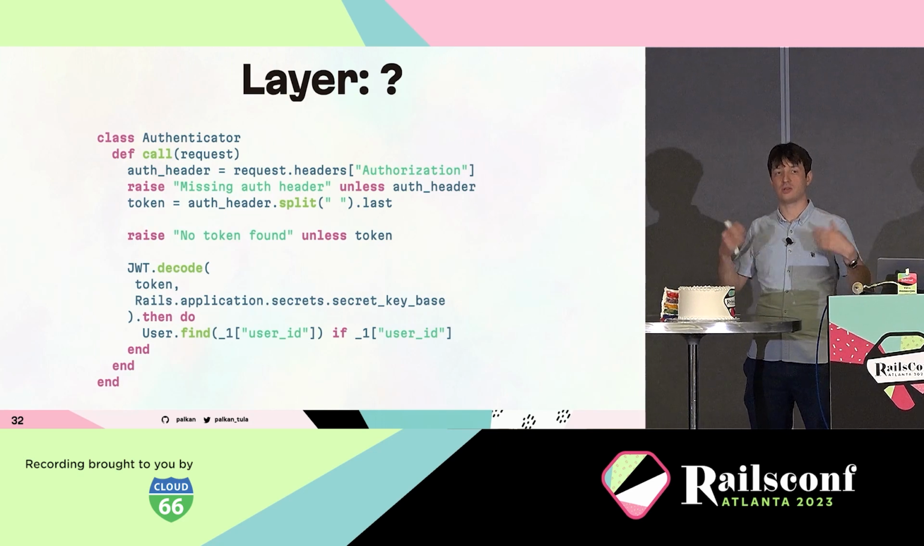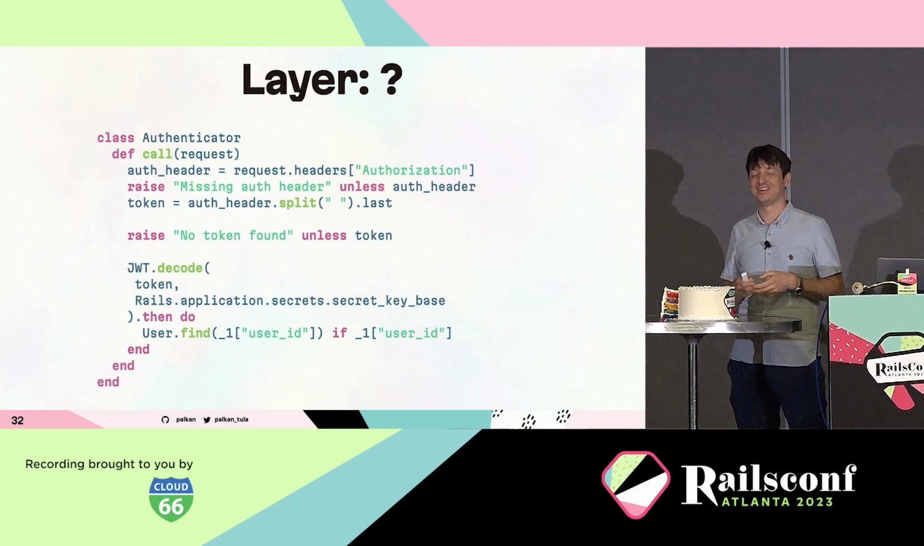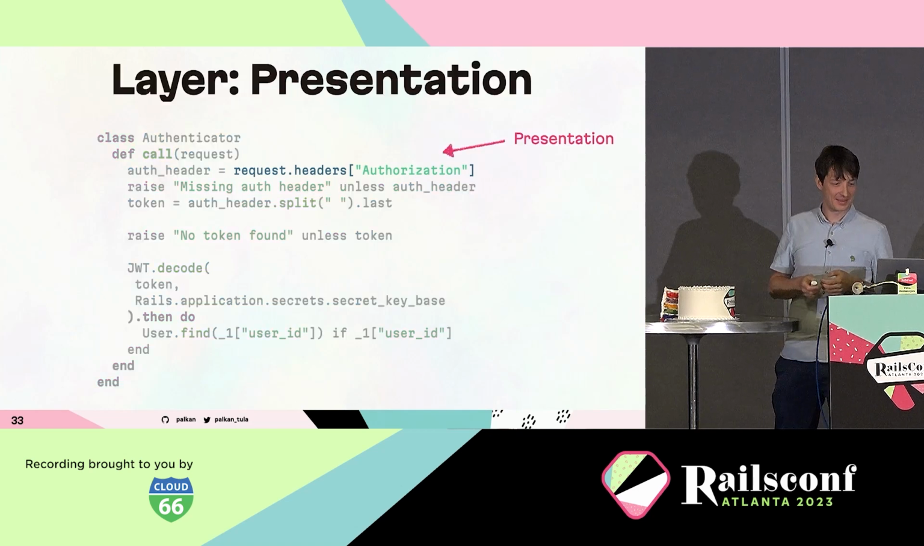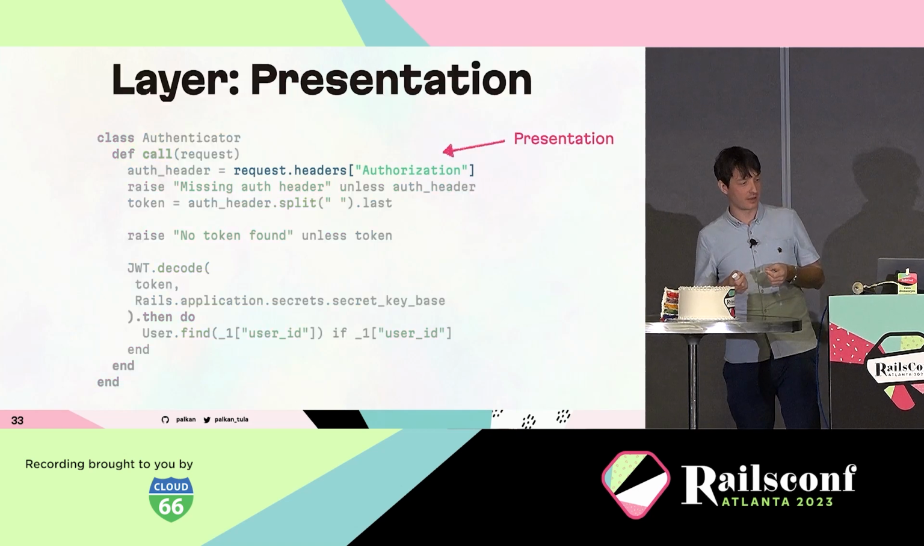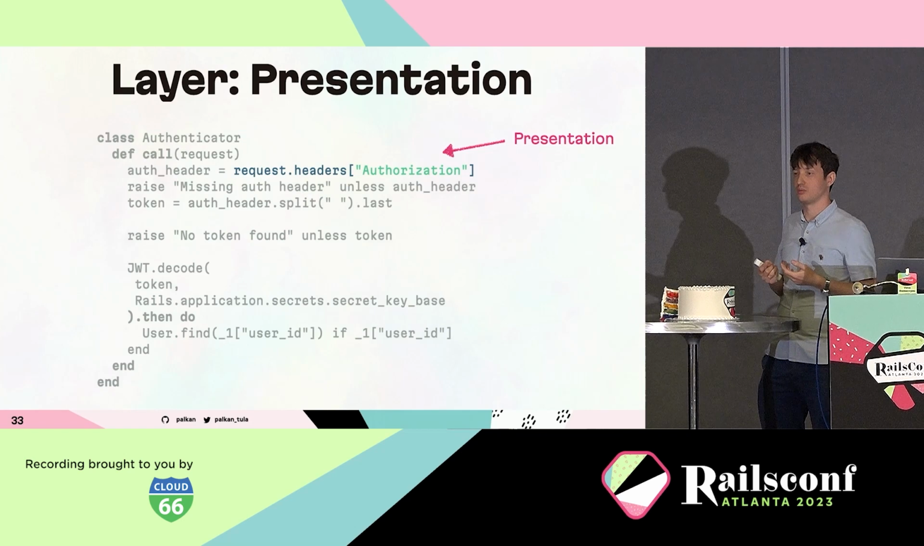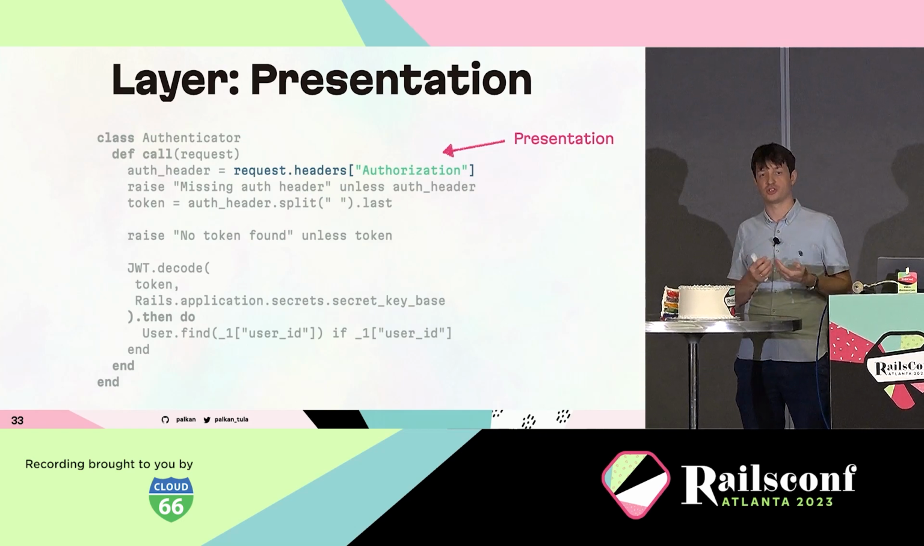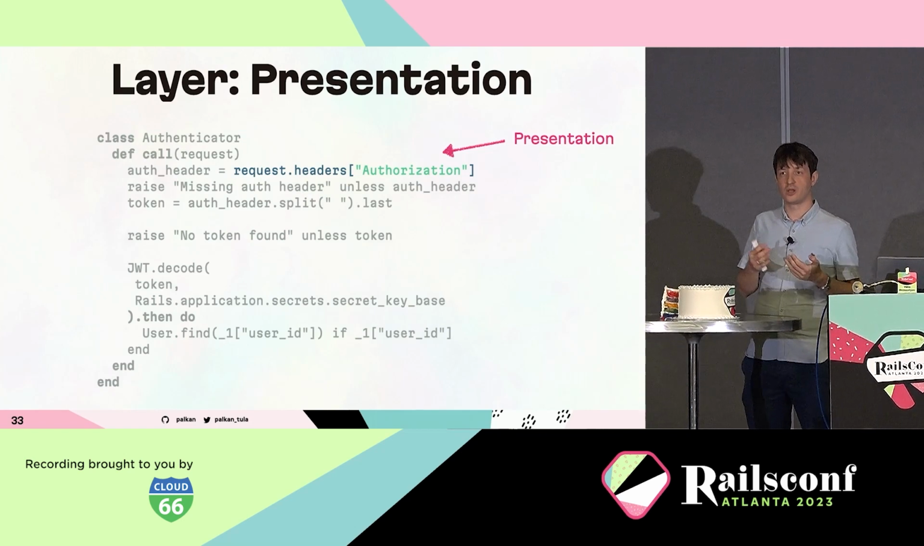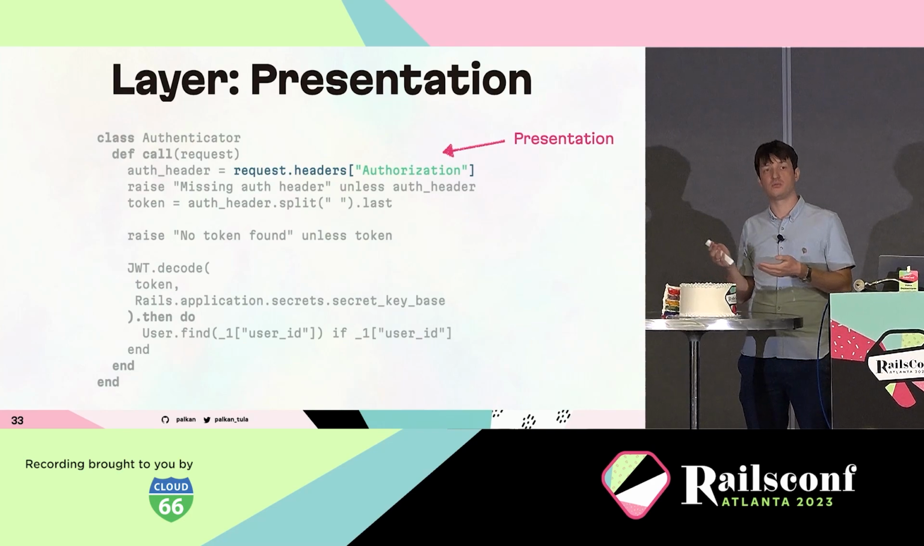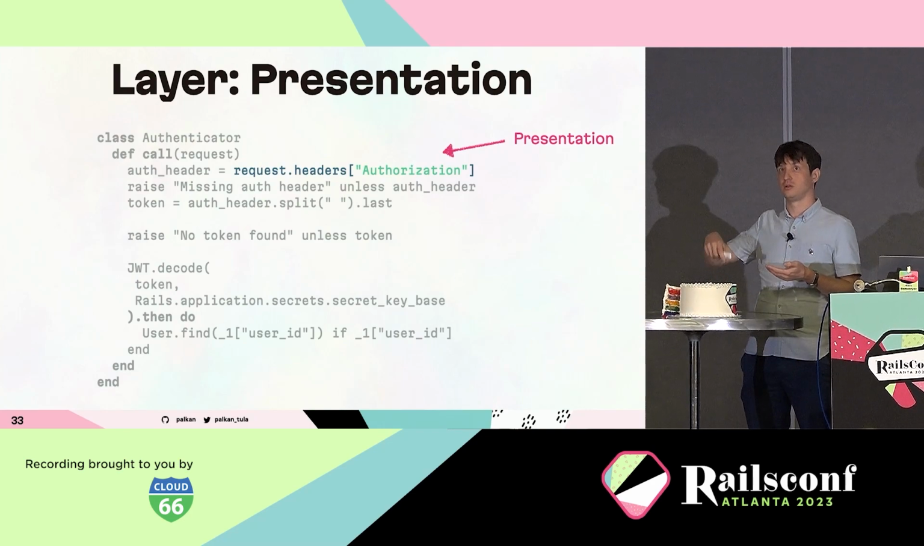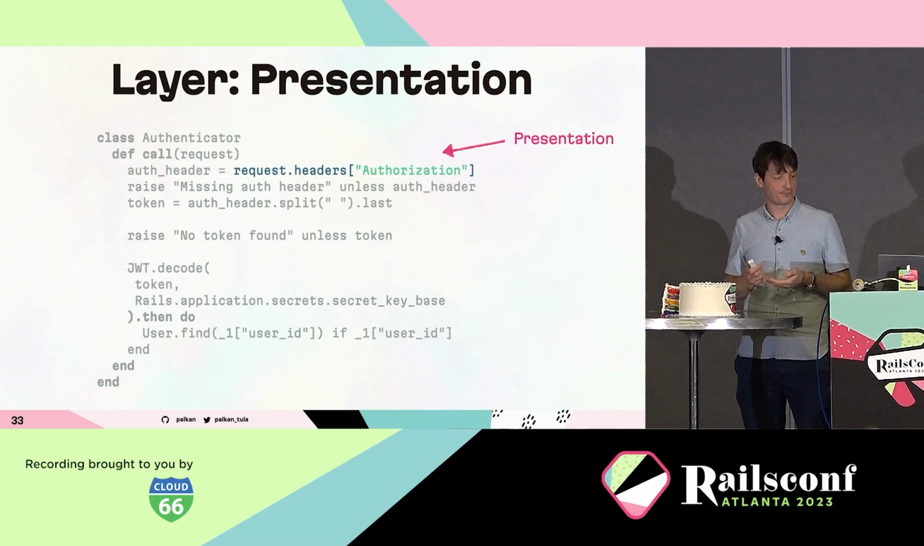You can go out loud. Okay. Yeah, that's correct. We rely on the request object. A request object is from the presentation layer. So we already depend on it. And if we depend on it, we cannot be lower than this layer.